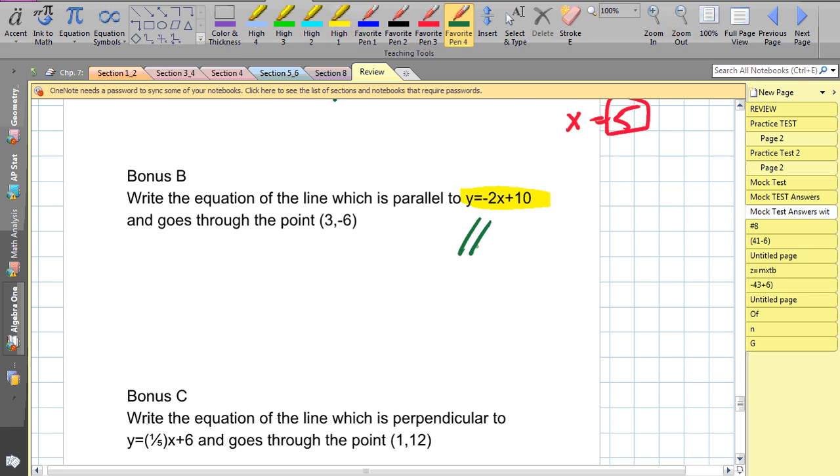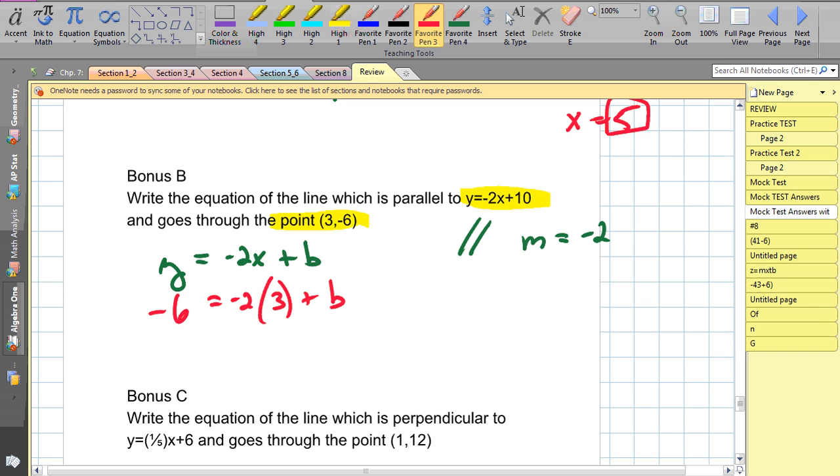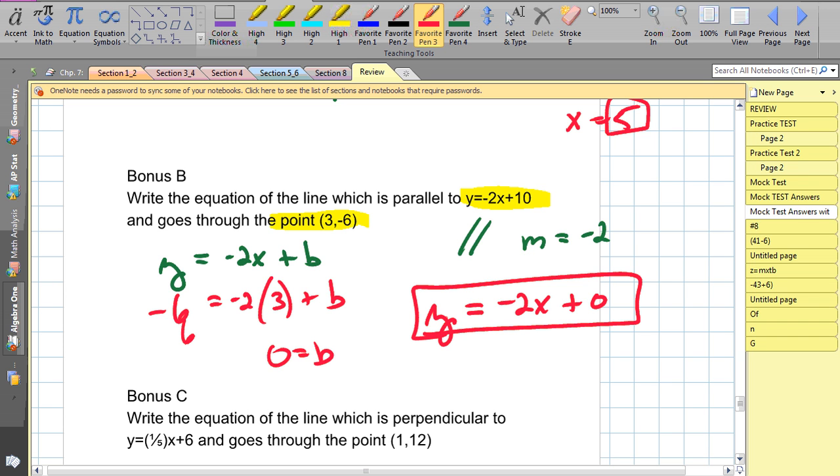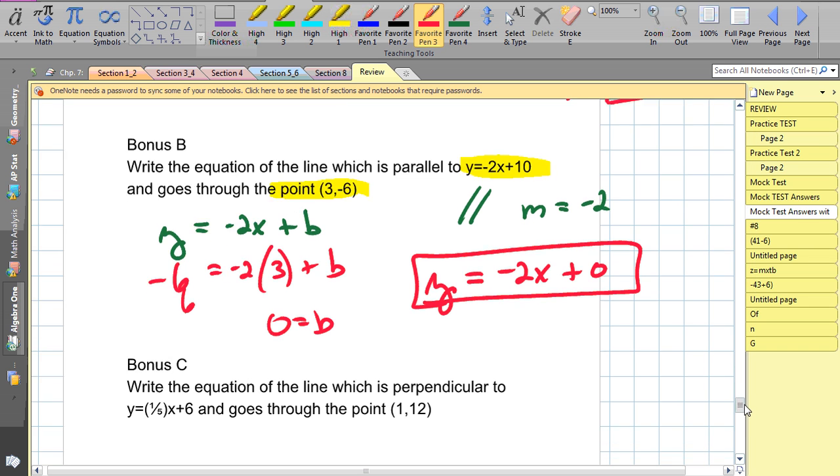Write the equation of the line that's parallel to this equation. Right away, my brain goes, well, if they're parallel and their slope is negative 2, our slope better be negative 2. I just have to find our b value. Well, to find our b value, we just have to plug in this point. So the y is negative 6. The x value is 3. And so when I solve for b in here, that's negative 6 on the other side is a positive 6. B value is 0. No big deal. So my final answer is y equals negative 2x. You could put the plus 0, but you don't have to. And that's how we write the equation of that line. So whether it's with the 0 or without the 0, it doesn't matter.